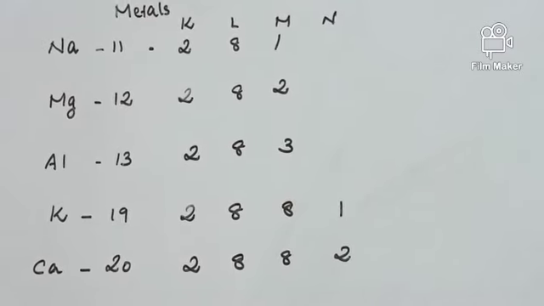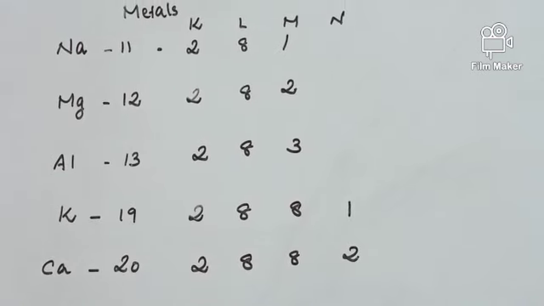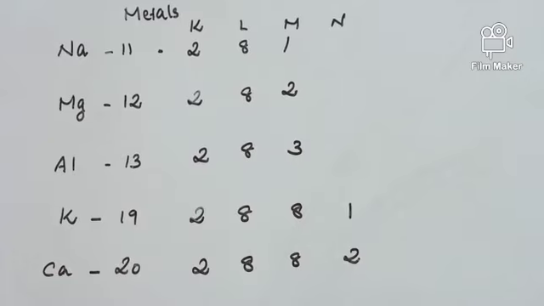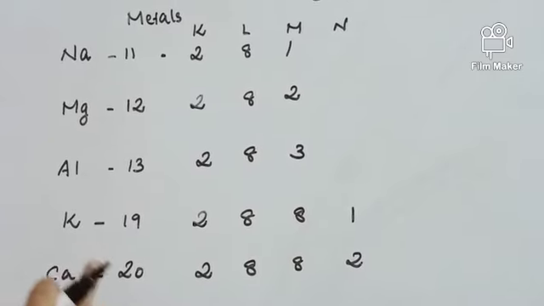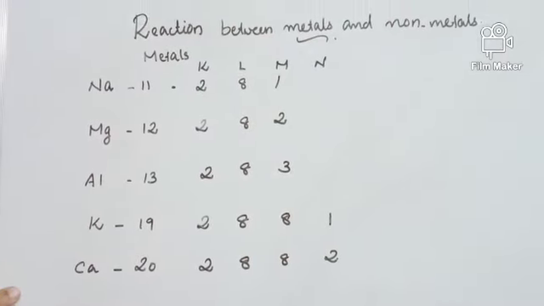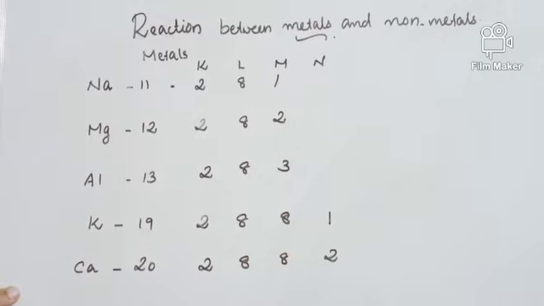So every element is undergoing chemical reaction in order to attain stability. Stability means gaining 8 electrons in the outermost shell. Thus 8 electrons can be attained either by losing the excess of electron or by gaining some electron.